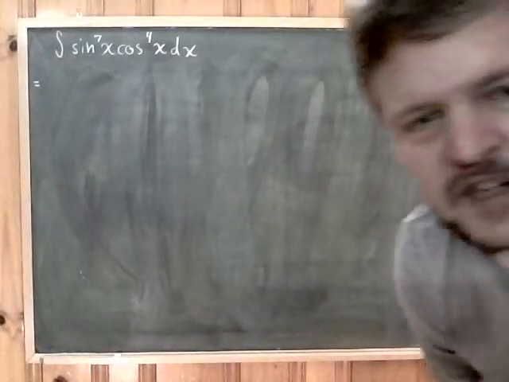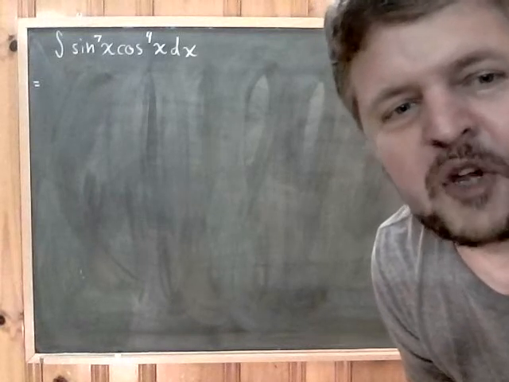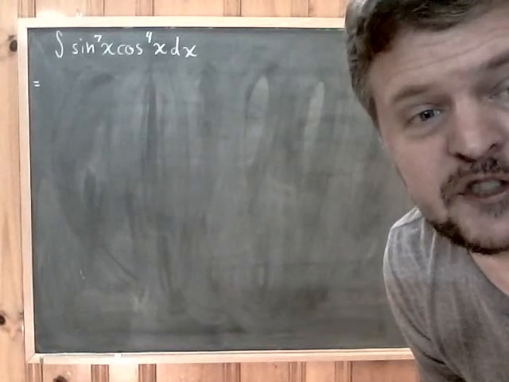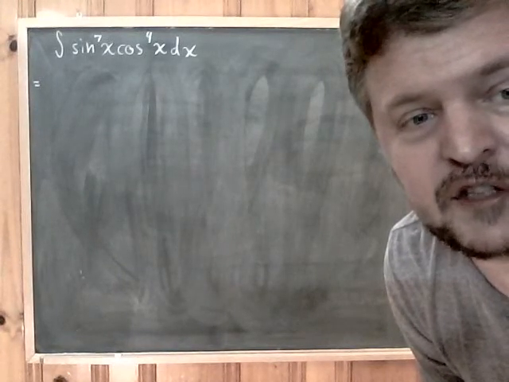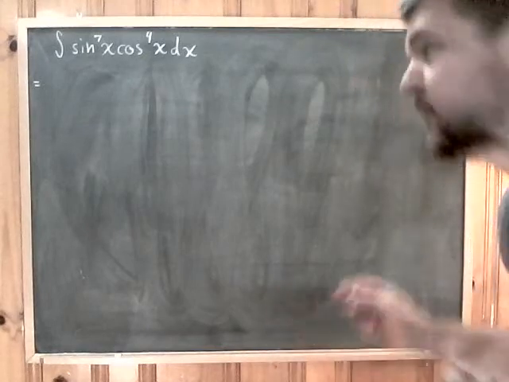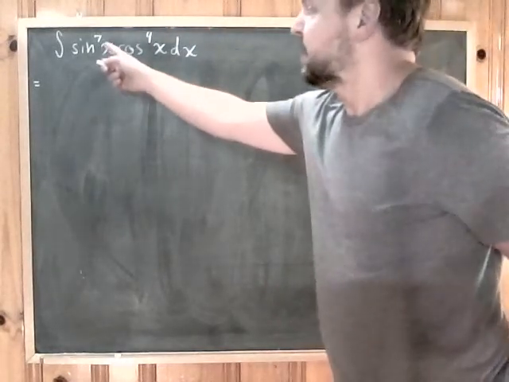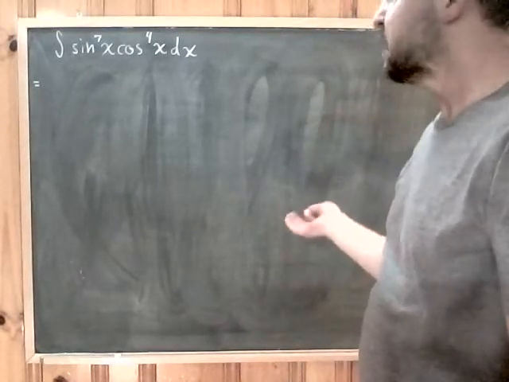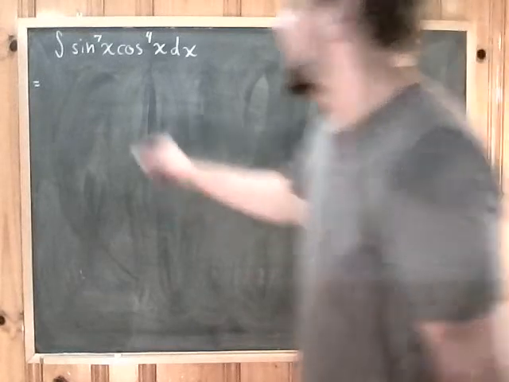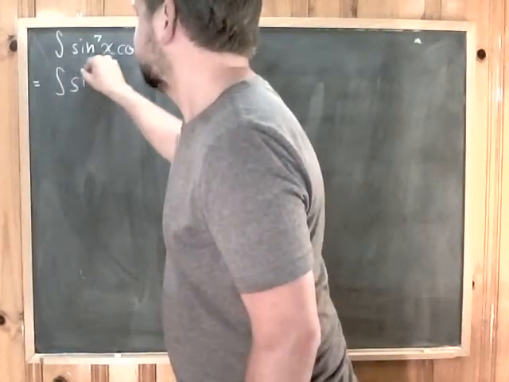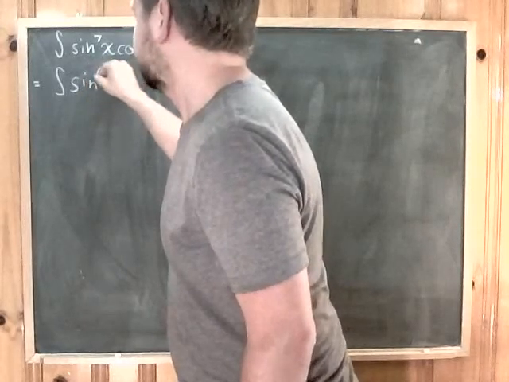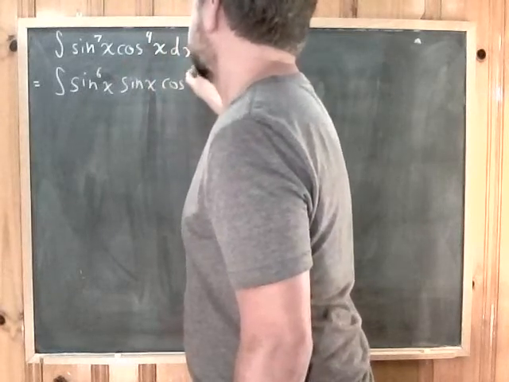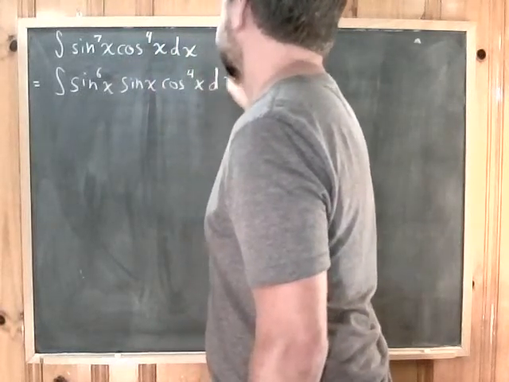Okay, here's a couple of problems from the notes. The first one is the integral, the antiderivative, of sine to the 7 x cosine to the 4 x dx. Since it's an odd power on the sine, the first thing I need to do is pull out one of those sines, as in just write it as sine to the 6 x sine x cosine to the 4 x dx.